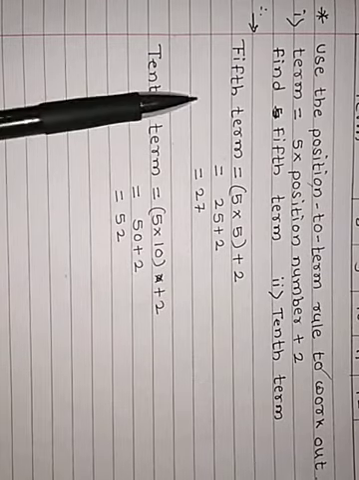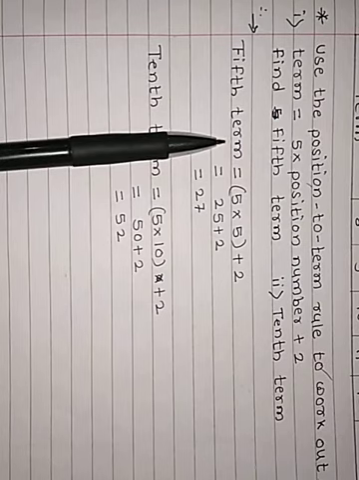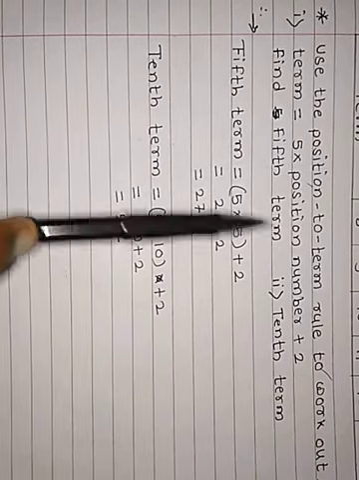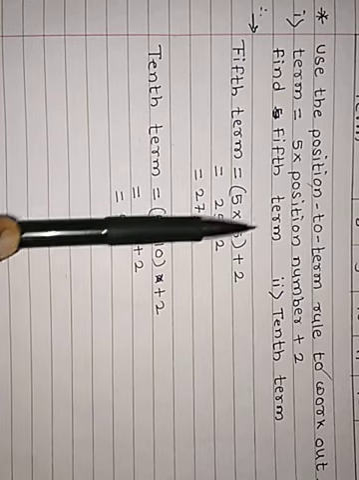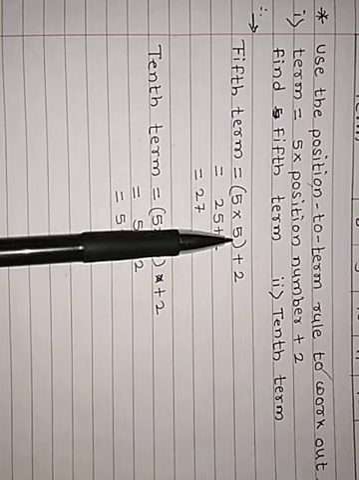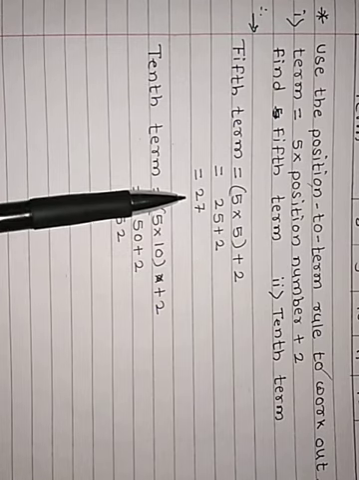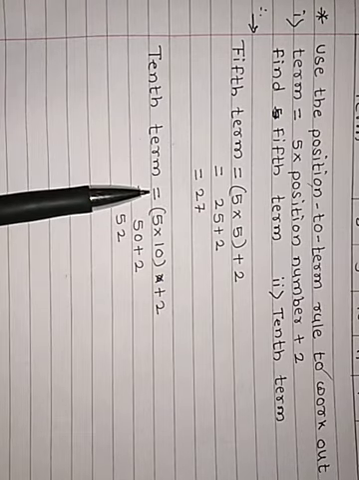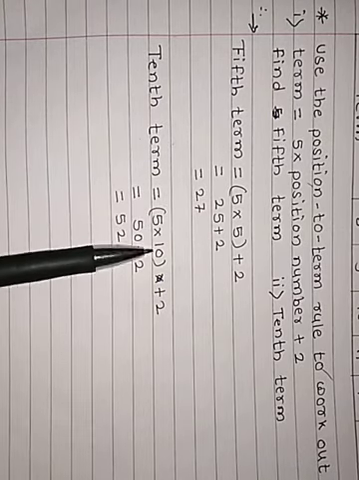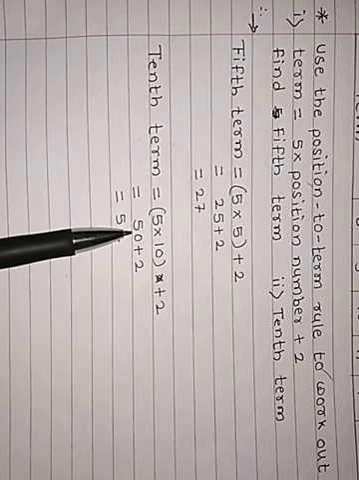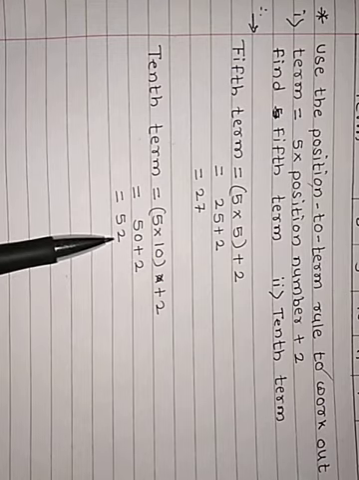Okay. Now the 5th term will be how much? The 5th term will be 5 into, here we have to find the 5th term, so we have to take position number as 5. So 5 into 5, it will be 25 plus 2, which equals 27. And the 10th term will be 5 into, we have to take position number as 10. 5 into 10, it will be 50 plus this 2, it will be 52.